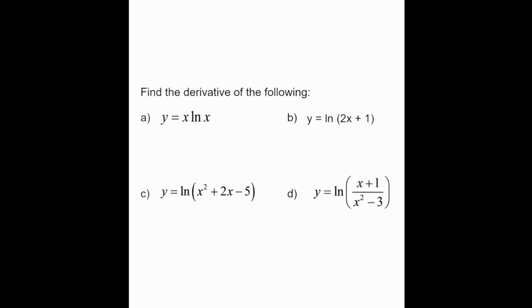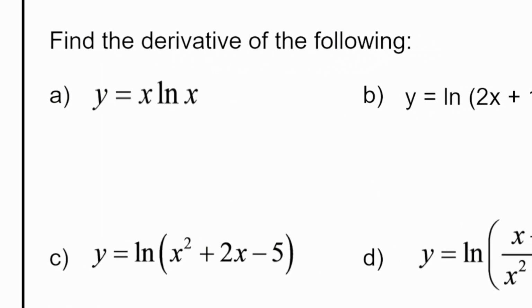So in example A, we have two functions that are multiplied together with x's. They both have x's, so we can use the product rule. We know that the product rule tells us we take the first times the derivative of the second. So my derivative here would be y prime is equal to my first, which is x, times the derivative of my second. The derivative of ln x is just 1 over x, plus the derivative of the first times the second. The derivative of x is just 1, times ln x.